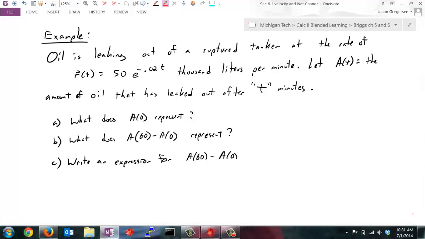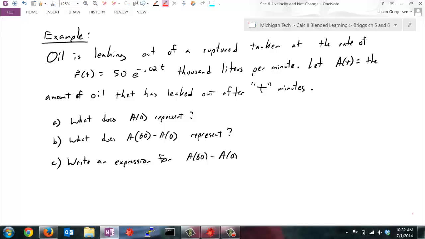And this was a real problem, obviously. Now they're measuring the flow rate outside of this hole. Right? That's something they can actually measure. So they find out that the rate of the leakage is given by this equation, 50 times e to the negative 0.02 times t, that many thousands of liters per minute. And so I'm going to let A of t be the name for the amount of oil that has leaked out after t minutes. I'm just giving that a name. So I have a rate of change and an amount, the rate of oil leaking and the amount of oil leaking. And so let's ask those questions.